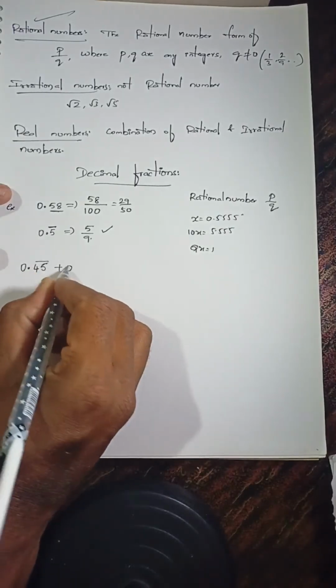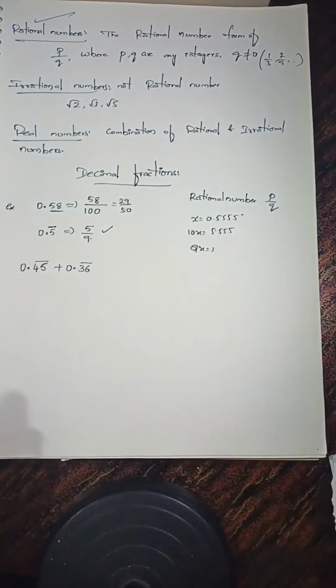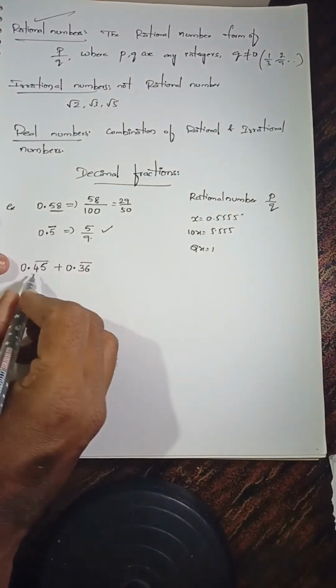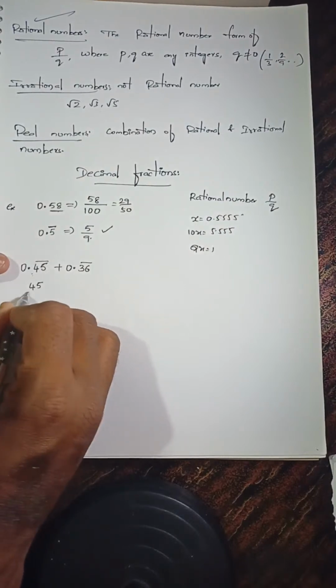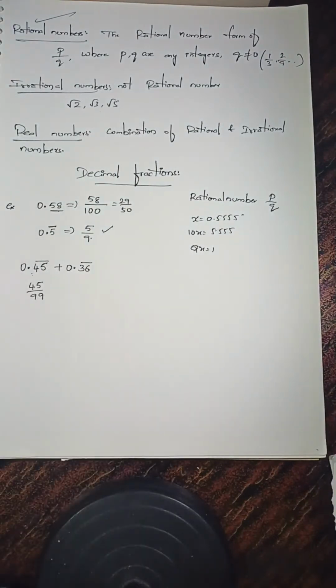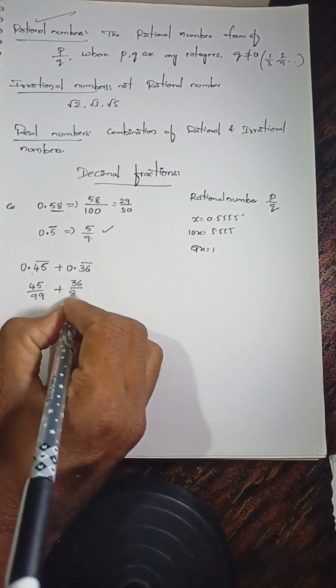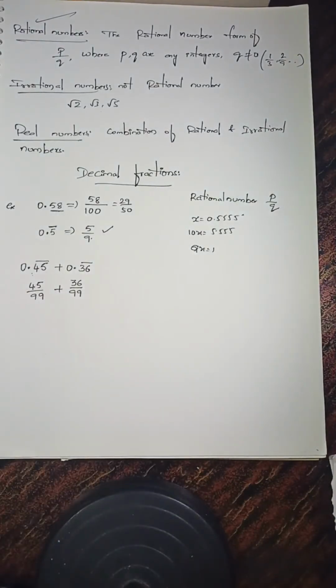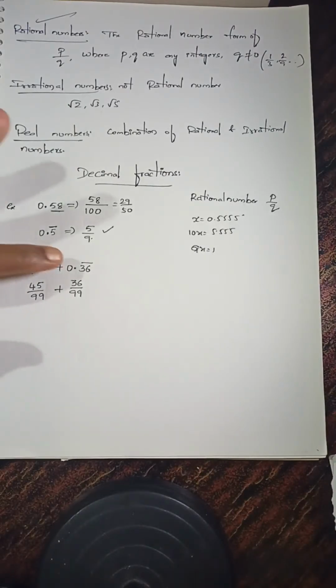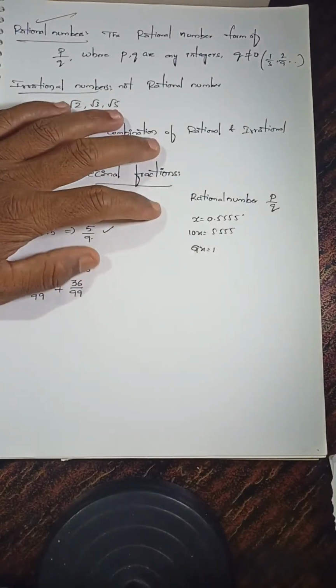0.45 bar plus 0.36 bar, what is the answer? Yes, this one we can write directly, we are getting 45 by 99. And this one we are getting 36 by 99. How are we getting these answers directly? See, after the decimal point 2 digits are there. 2 digits means 100. 100 minus 1, we are getting 99. Here also 36 by 99. How? In the form of rational numbers.